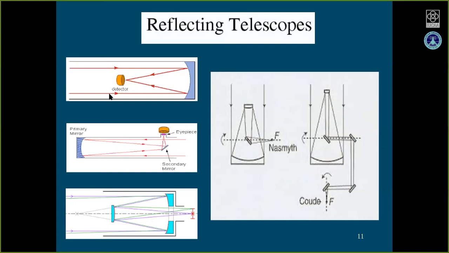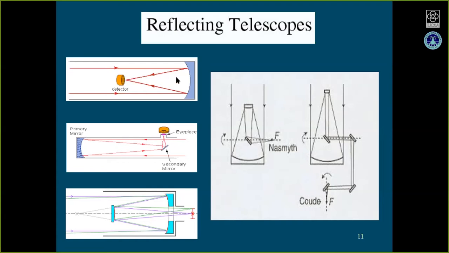Now you see, there are different kinds of reflecting telescope based on the position of your focal plane. We'll be discussing them one by one now. So this is my primary mirror of the reflecting telescope. Rays are incident on the primary mirror. After that, the rays will converge and meet at the focal plane.